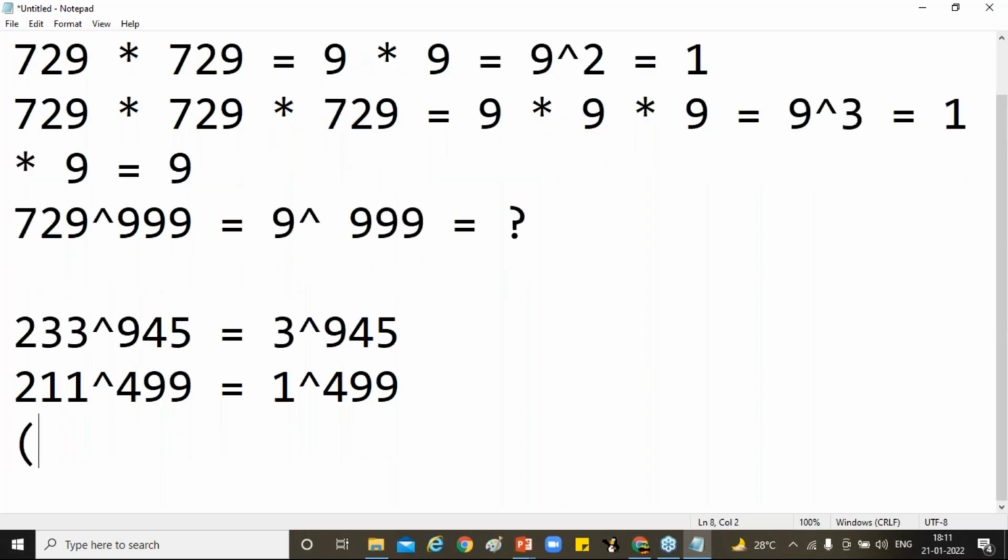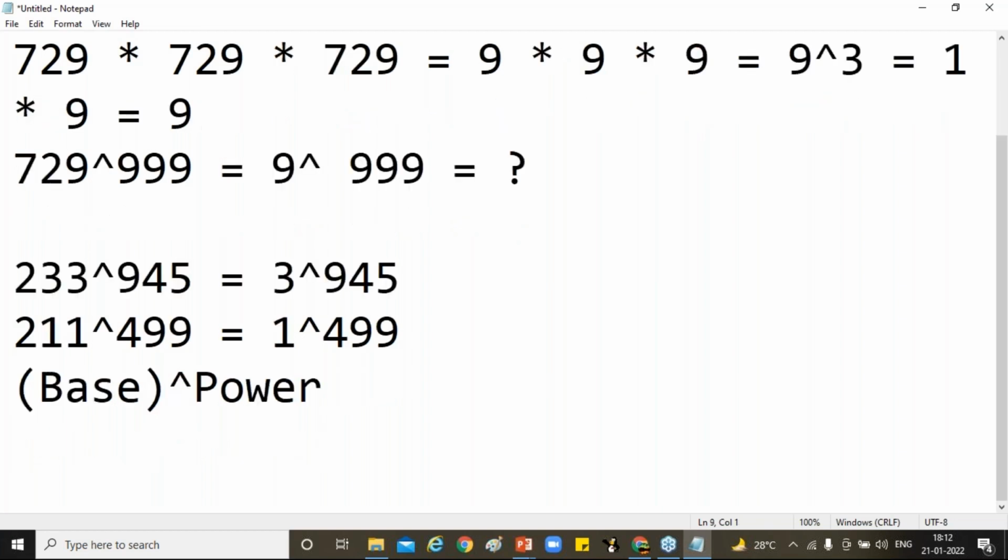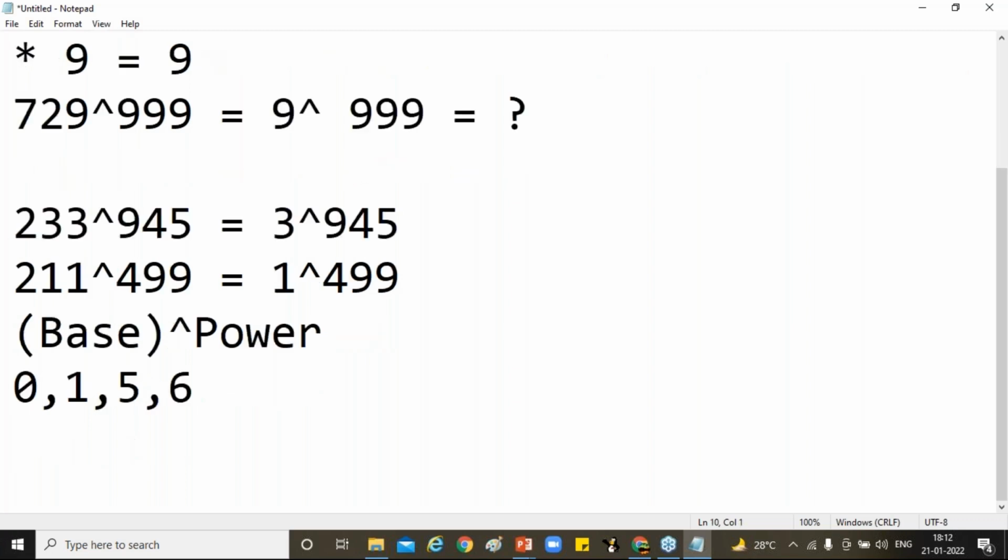The last digit of the base is anything. If the number is base to the power, and the last digit of the base is 0, 1, 5 or 6, what is the condition? Write down, everyone.